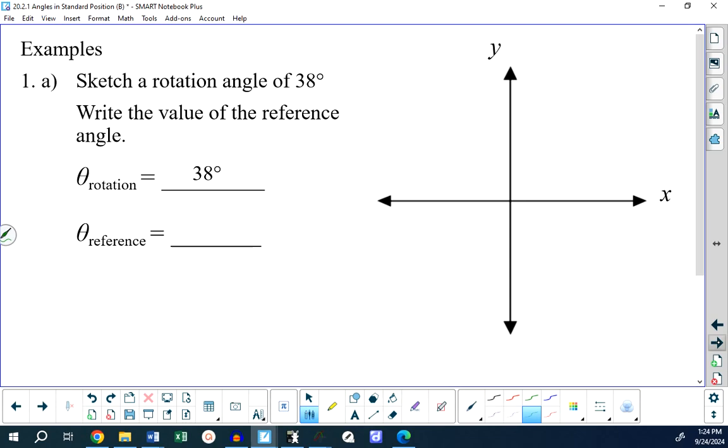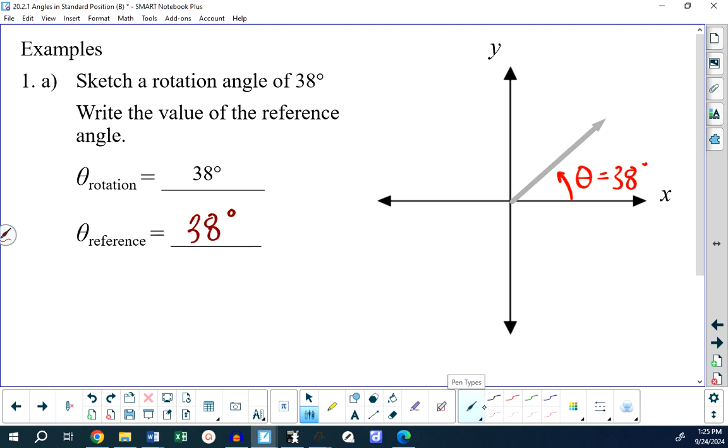Sketch a rotation angle of 38 degrees, write the reference angle. Is this your example? Okay. So I would say that looks about right. Just do your best to draw a straight line. If you're the kind of person that wants a straight line, use the edge of your calculator or something. And it's not really complete until we say this. Theta equals 38 degrees. The reference angle, however, is 38 degrees. The reason why I asked if this was your question is this is really so far a question from yesterday, isn't it? Okay.